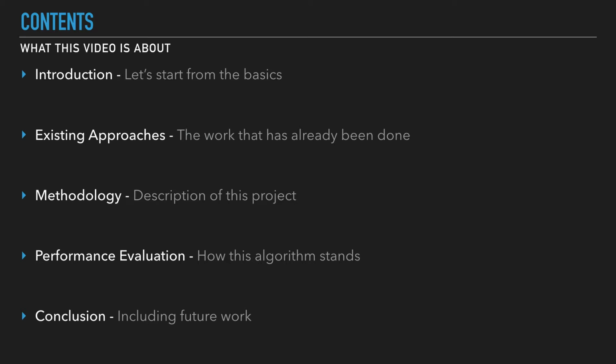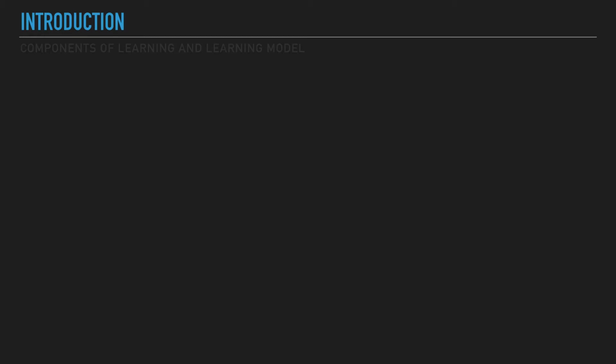The next section will talk about the results and the performance evaluation. It will describe how the existing methodologies work in the current scenario and how our algorithm stacks up with respect to that. And in the last section, I will talk about the conclusion, which will include some future work and the current work being done on emotion recognition. So let us begin by talking about the components of learning and the learning model.